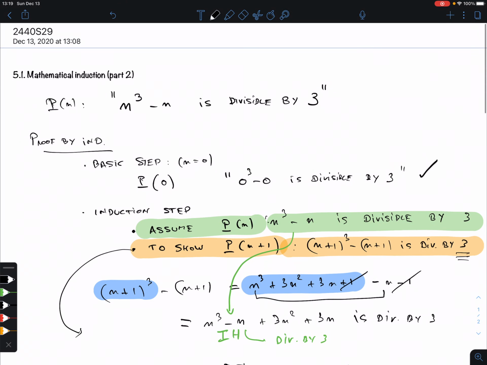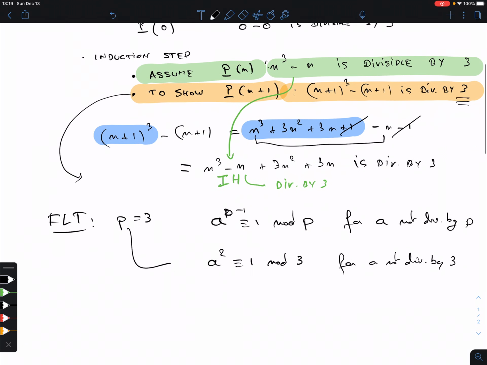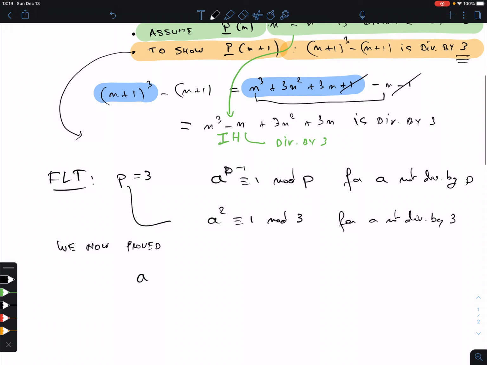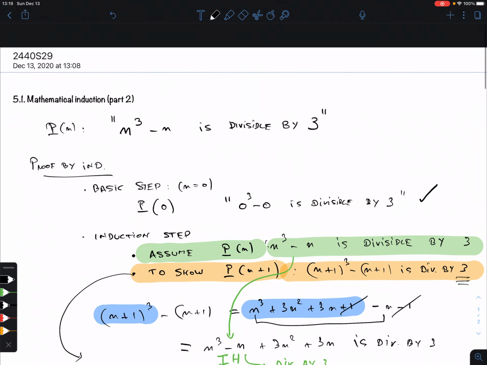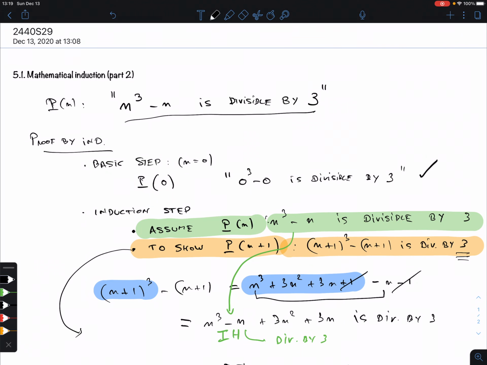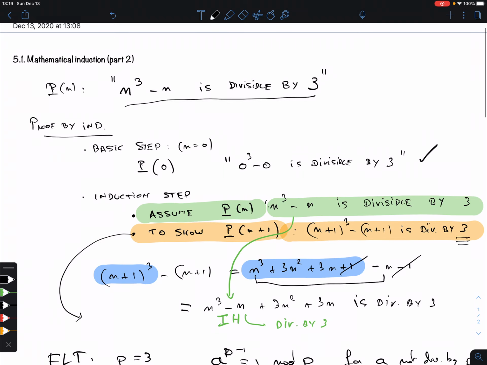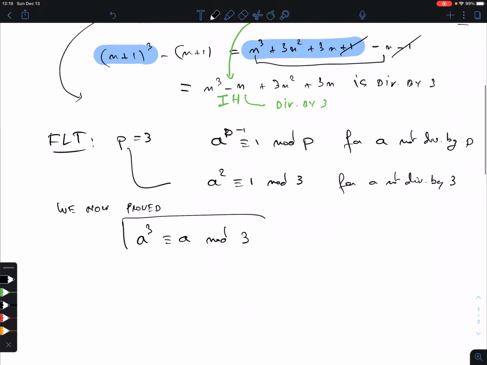Remember, the statement was slightly different. The statement was that we now proved, let's write it again, what we now proved, but instead of writing an n, I use an a. A cube is equivalent to a mod 3. That is what we proved, right? This is divisible by 3 is just a more cumbersome way of saying this, much more compact if you use modulo notation. So it is actually better to say a cube is equivalent to a mod 3. That exactly means that a cube minus a, the difference, is divisible by 3.